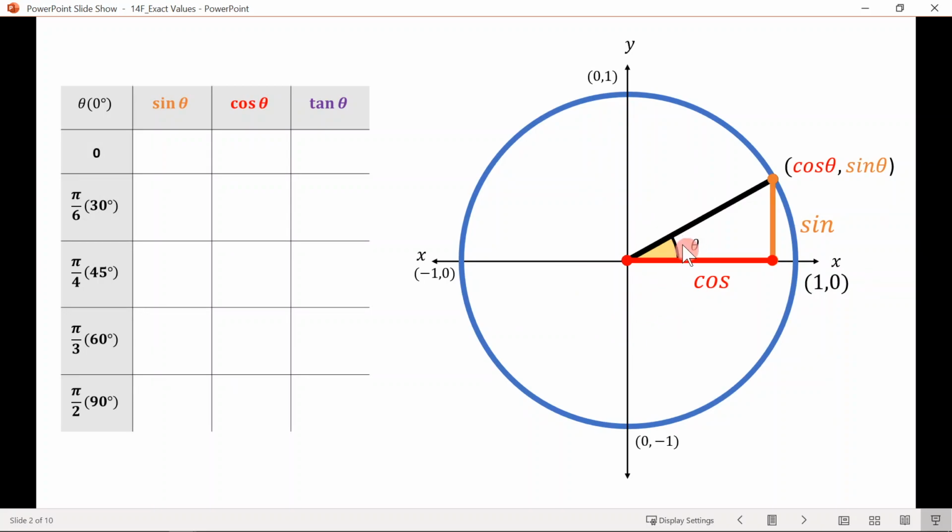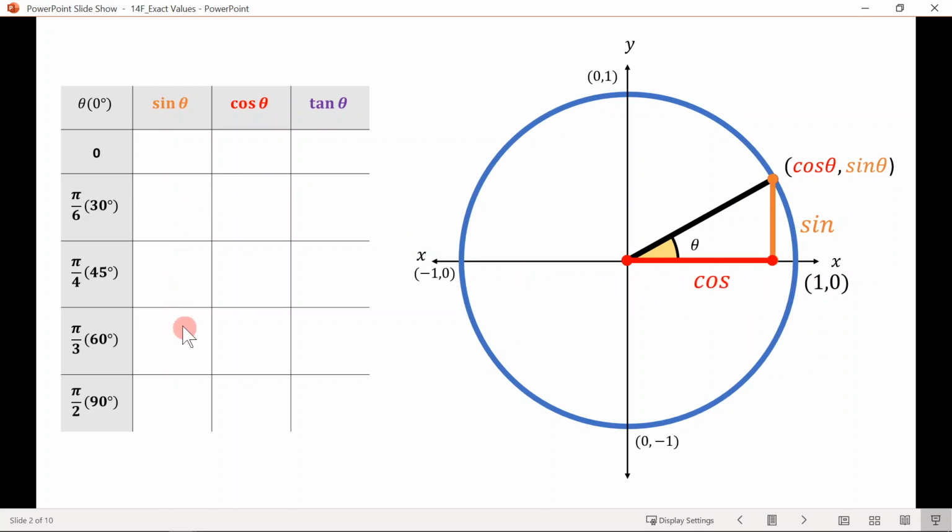We know that we're dealing with an angle of theta here, and you can also see that this point has these coordinates. My x value is my cos, my y value is my sine, and you can see that here as well. This is my y value, which is sine. This is my x value, which is cos.